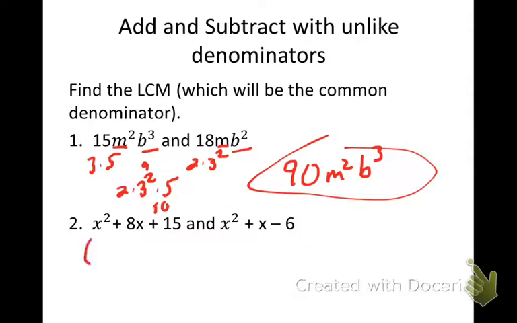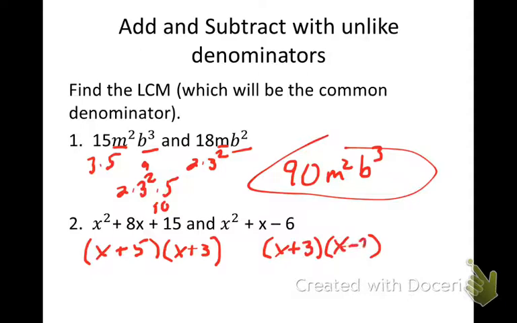To find my least common multiple here, I do need to factor my two trinomials, so I can use plus 5 and plus 3. Here I can use plus 3 and minus, oops, my x in there, x minus 2.